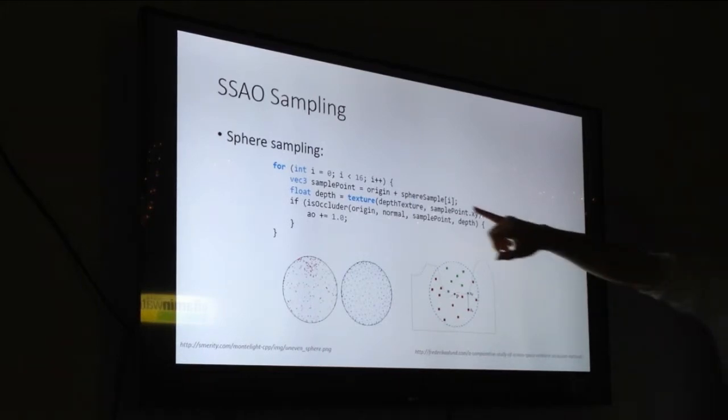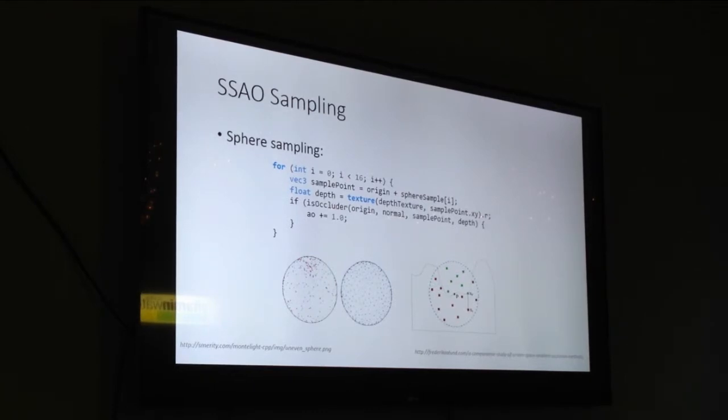So let's say we take 16 samples. This sphere sample is just a table, an array of vectors, which just store 3D directions in the sphere. Just random directions in a sphere, random vector directions in a sphere.